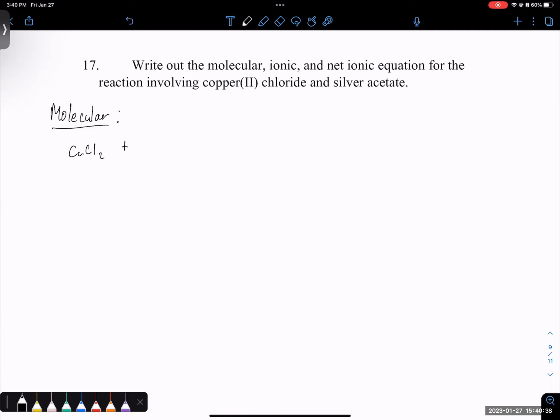So silver is Ag, so let's write that up there. And then acetate, if you remember, C2H3O2. And it's just like that, there's no 2 with it because silver has a +1 charge and acetate has a -1 charge, so +1, -1 cancels out. And then what are your products?